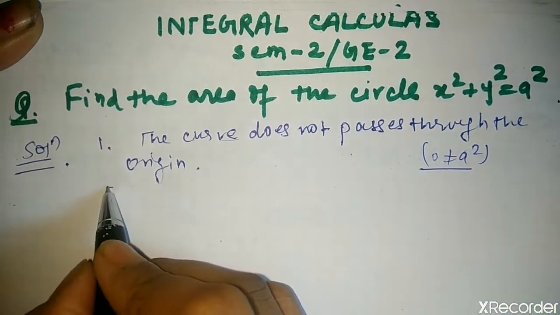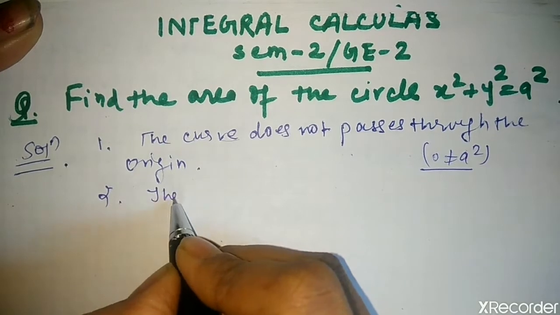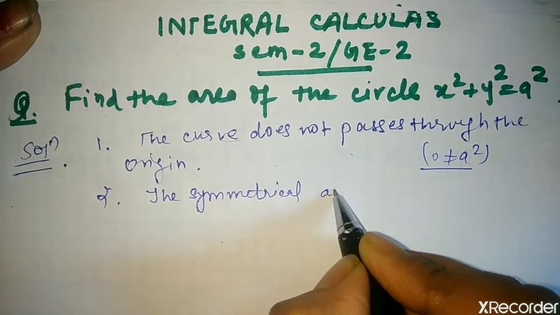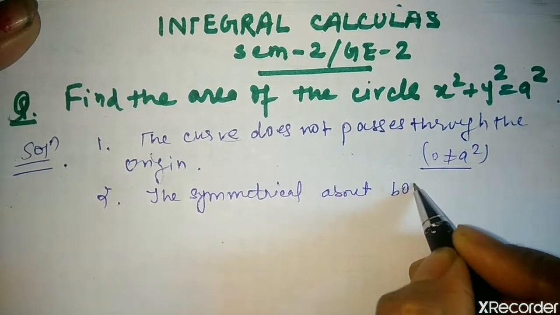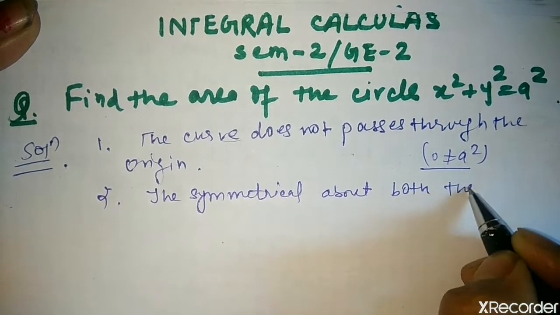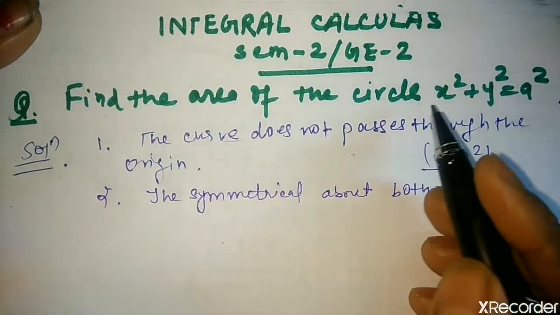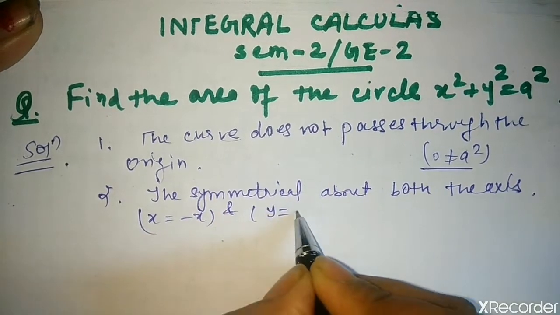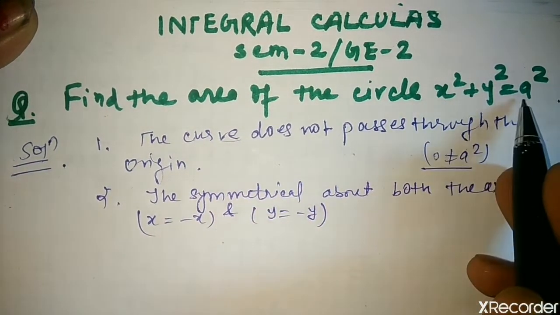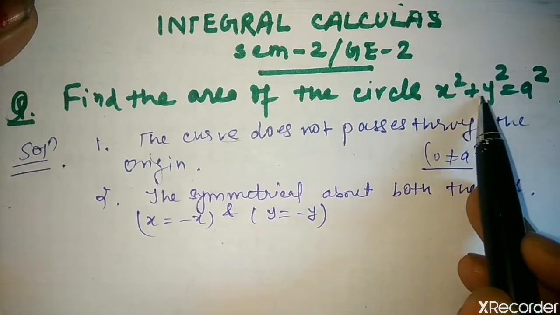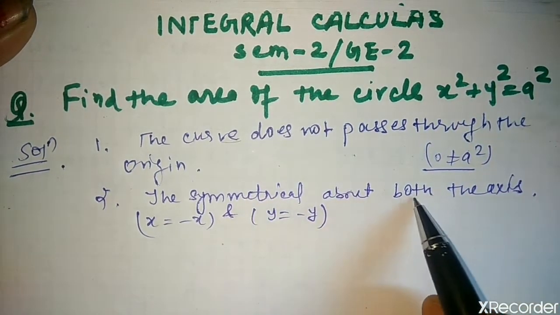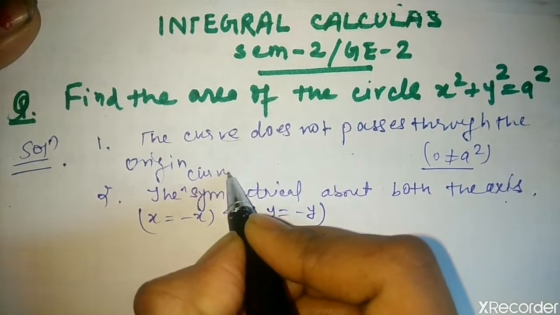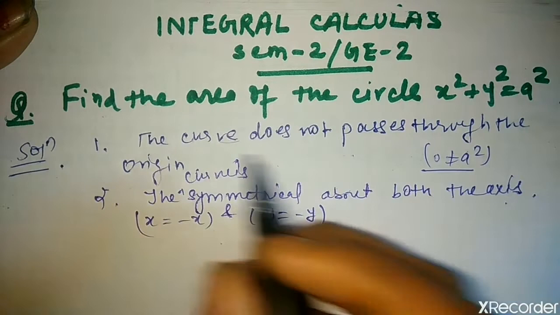Now the second point: the curve is symmetrical about both the axes. While putting x equals minus x and y equals minus y, we see that there is no change in the given equation of the circle. That's why we say that the curve is symmetrical about both the axes.